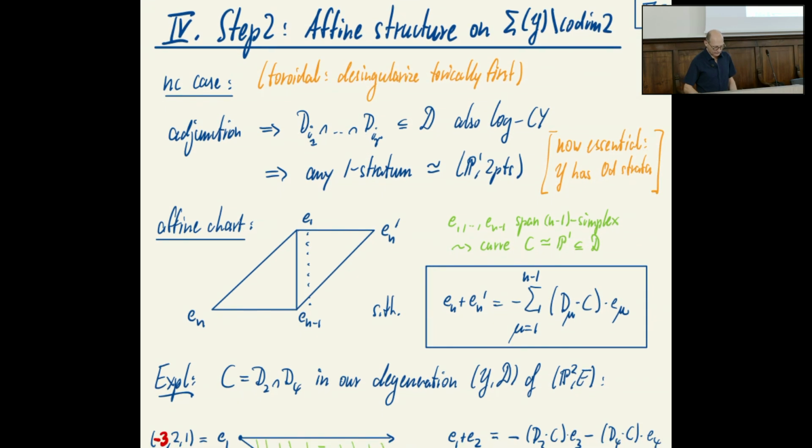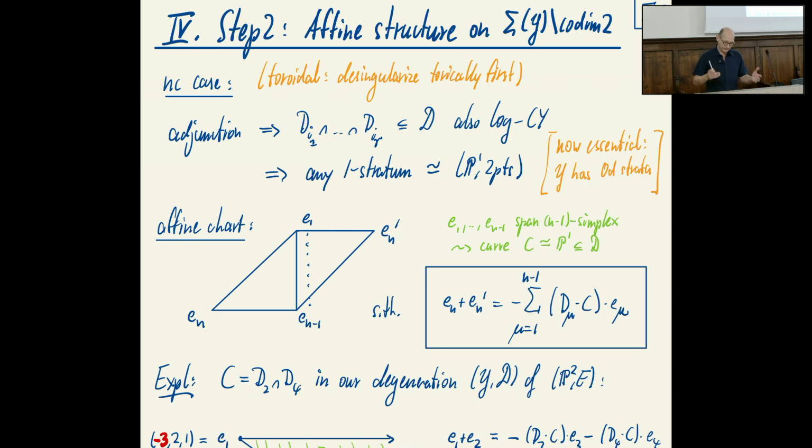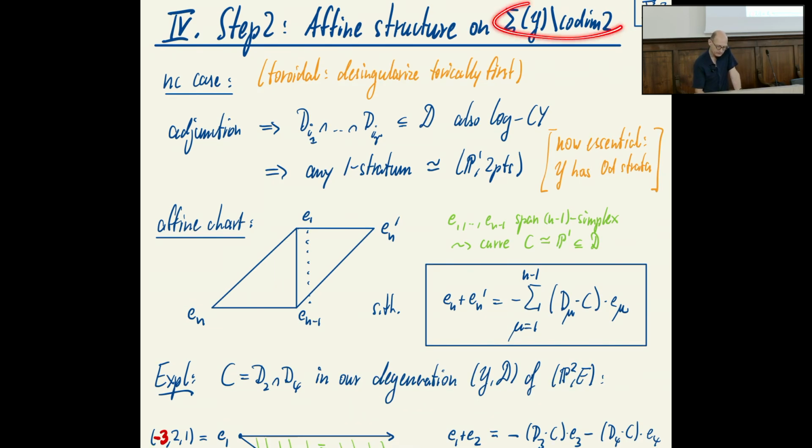Okay, so the first step, that was step 1, you get this dual intersection complex. Step 2 is we get an affine structure. I mentioned that already on the slide before when I showed you the picture of sigma of y. You get an affine structure on sigma of y away from the codimension 2 skeleton. So obviously in codimension 0 we have these rational polyhedra that have an affine structure, but we have to glue them, we have to know what to do in codimension 1. So how does this work?